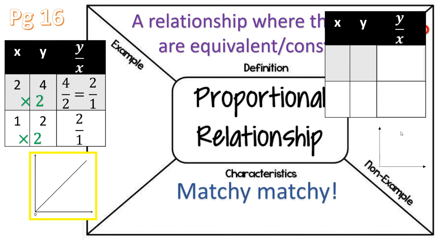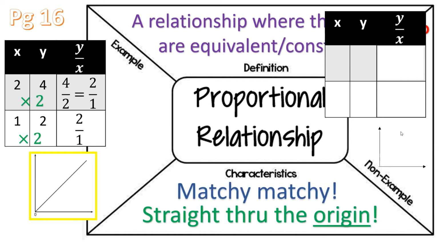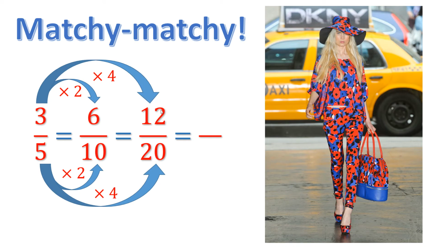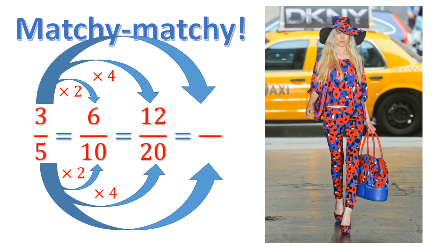The characteristics for this are matchy-matchy, and I'm going to show you an example of that, and straight through the origin. Matchy-matchy, kind of like this model who has all of her pieces of attire and accessories matching. Over here, these ratios would be from a proportional relationship, because 3/5 is equivalent to 6/10. It's also equivalent to 12/20. And you could do any common multiple. You could do times 10 and get 30/50, or times 100, 300/500. As long as you multiply by the same number, they are all going to be equivalent and matchy-matchy.